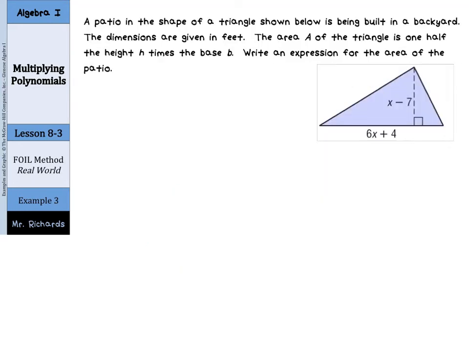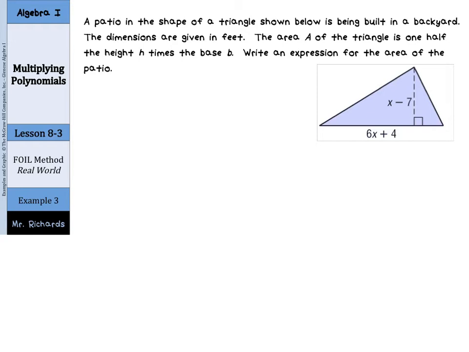Now what about using the FOIL method for a real-world problem? A patio in the shape of a triangle shown below is being built in a backyard. The dimensions given are in feet. The area A of the triangle is 1/2 the height times the base B. Write an expression for the area of the patio.